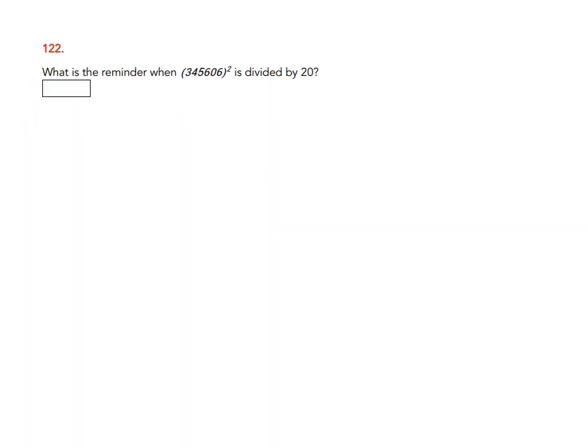What is the remainder when an integer that is given in square form is divided by 20? Just like the first one, we'll take only the last two-digit number. So now 6 squared is 36, and 36 divided by 20 equals 1.8. So 20 multiplied by 1 equals 20, and 36 minus 20 equals 16. So the remainder is 16.